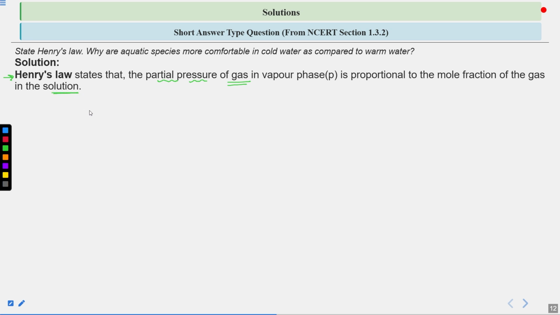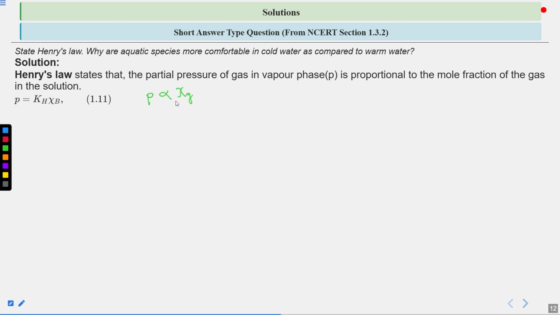You can also clarify it, or define it more in your own way. So Henry's law is saying that the partial pressure of a gas in its vapor phase, which we represent by P, is proportional to the mole fraction of the gas, that is chi of the gas, in the solution. If you remove the proportionality sign, this is basically saying that partial pressure is directly proportional to the mole fraction of the gas in the solution.